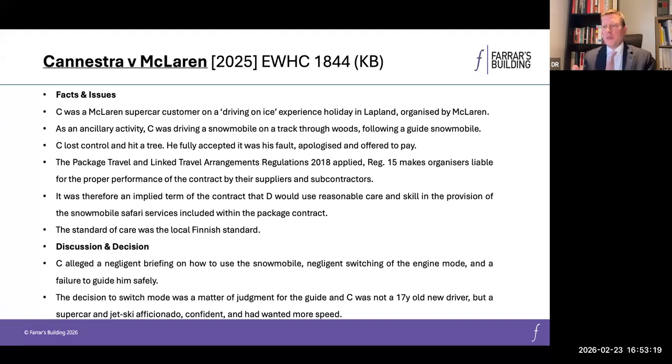Now, it was found that during the briefing, the guide had covered all the relevant matters, including steering and braking and turning and proper use of the throttle, and had particularly instructed the claimant to release the throttle when he was slowing down, and when turning left, he should pull down with his left hand and not push up with his right hand, because there would be the danger of accelerating and hitting the throttle if he pushed with his right hand. And on the local standard evidence of the Finnish law experts, it was also agreed that the decision to change the mode of the snowmobile could have been made by a guide for a beginner. That was appropriate by the local standards.